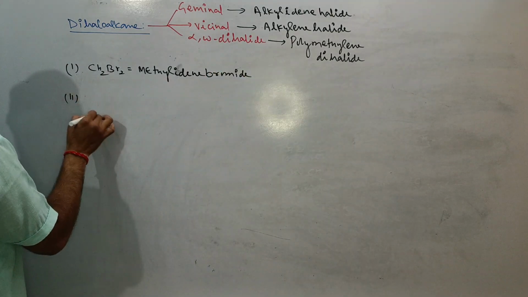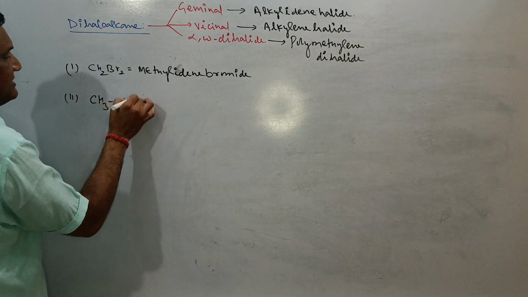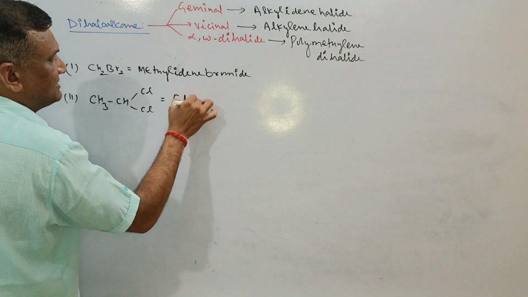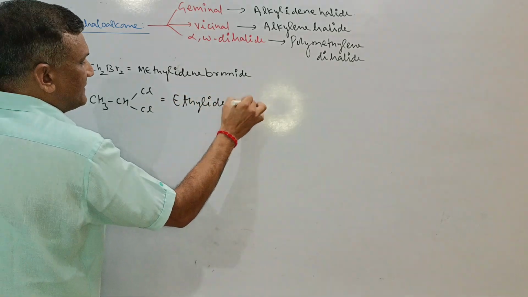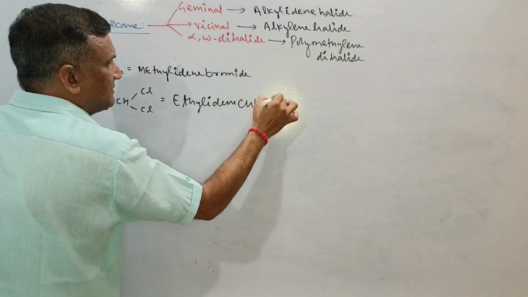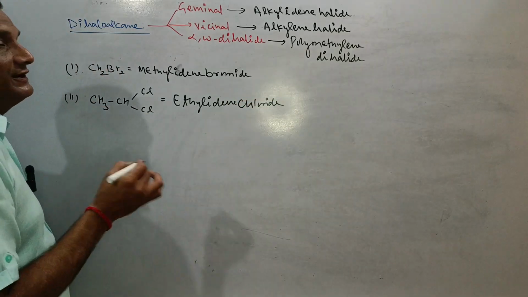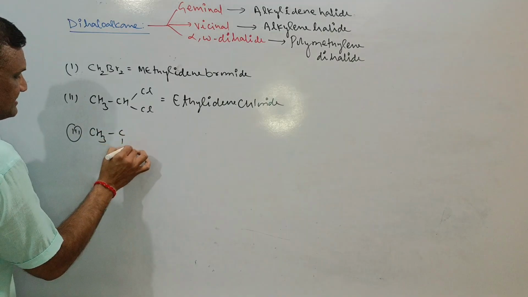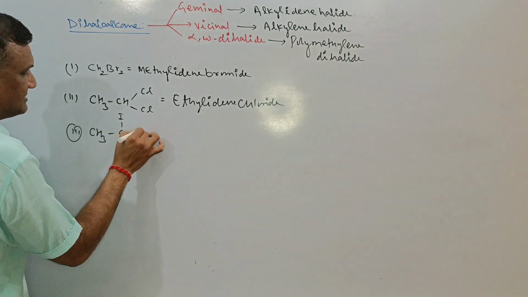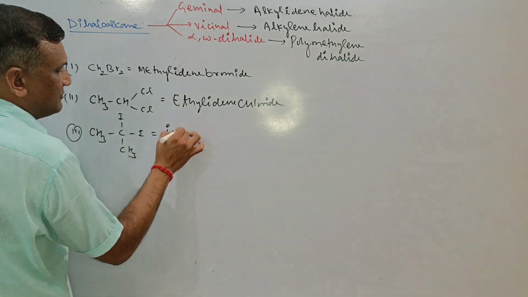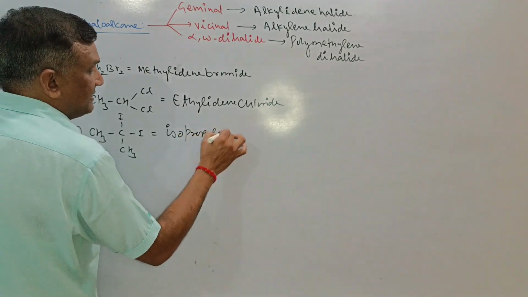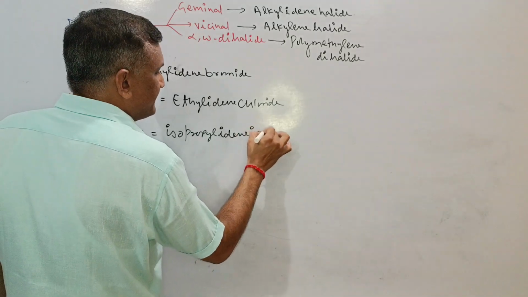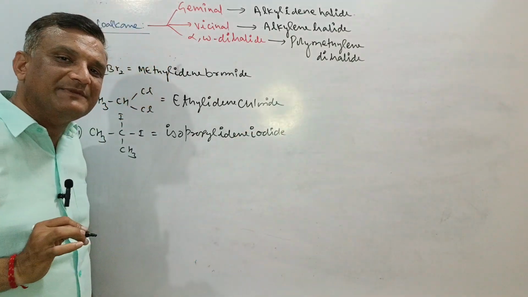We can take another example, CH3CHCl2, with Cl and Cl. This is called ethylidene chloride. Further, we can take the example CH3CHI2, with I and I. You can call it isopropylidene iodide. So this was regarding your gem dihalide.